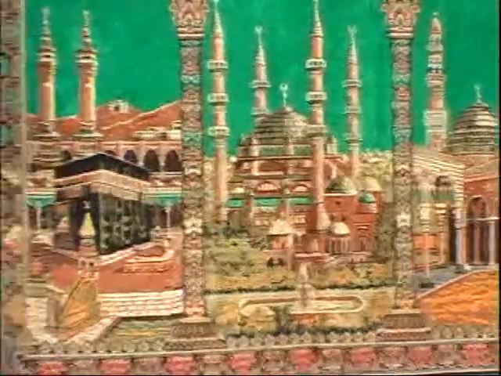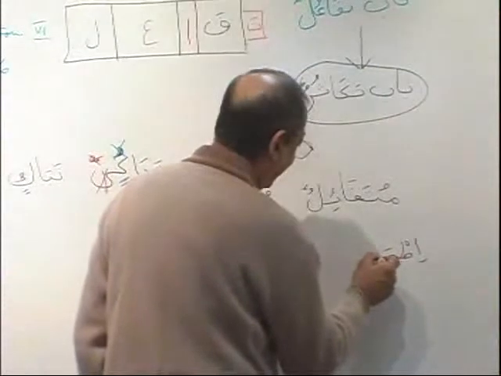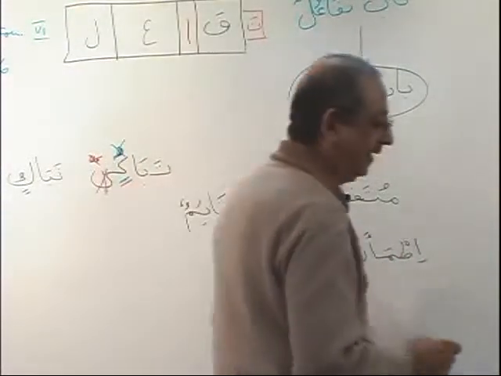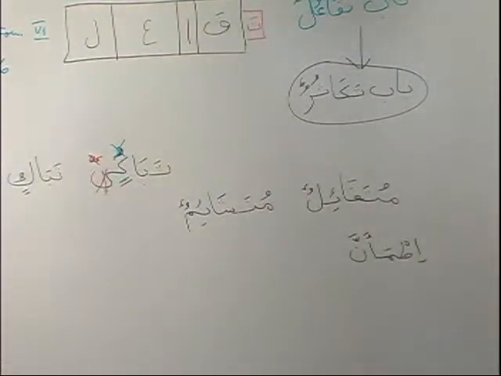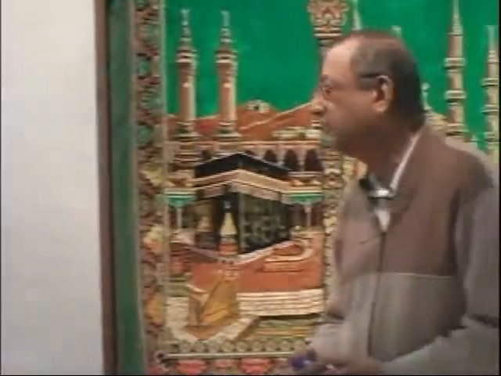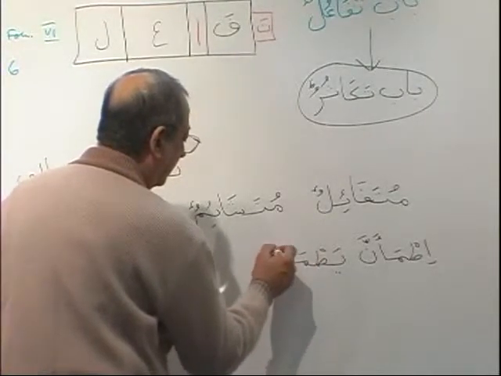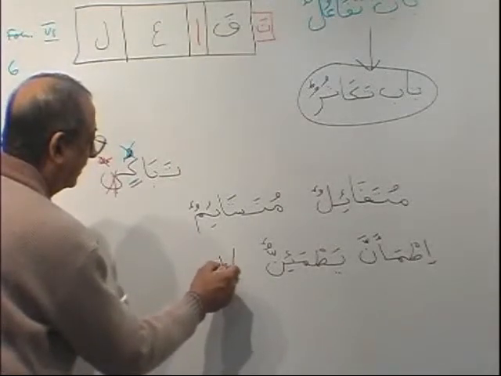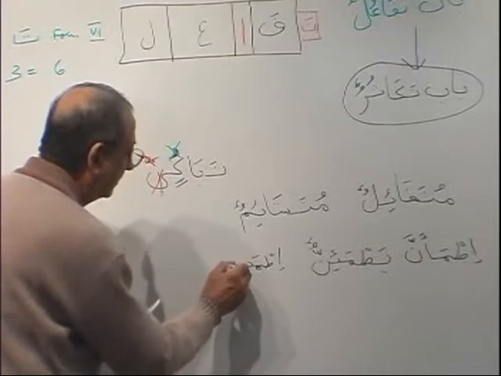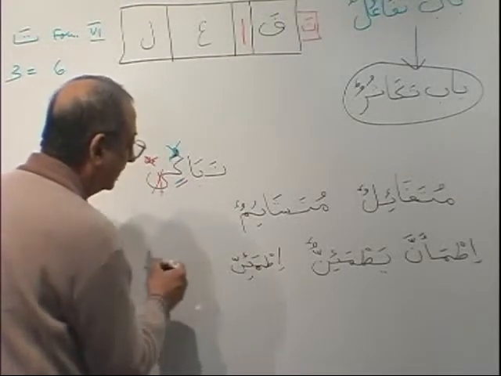Itma'innu ya ikhwanu. What is this? Itma'innu. Amar. What is the verb? Itma'anna. This is the mazid fihi derived verb of four letter verb. Itmi'nan the masdar. Yes. We did it in the lesson before. Itma'anna. What will be the mudari? Let us write it down, brother. Yatma'innu. Now make it amar. Itma'in. Are you with me, brother and sister? Itma'in.